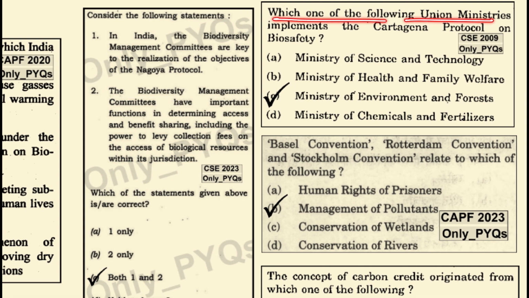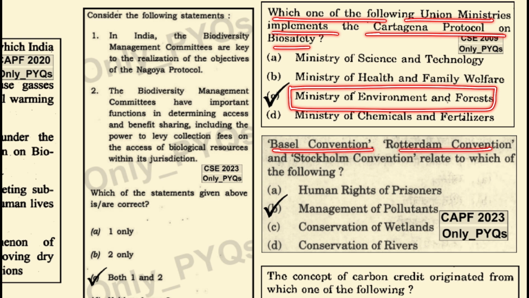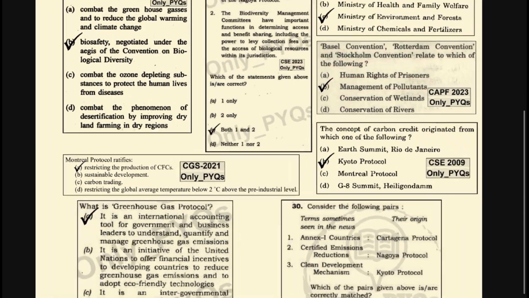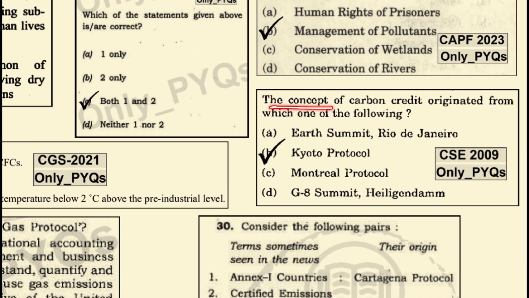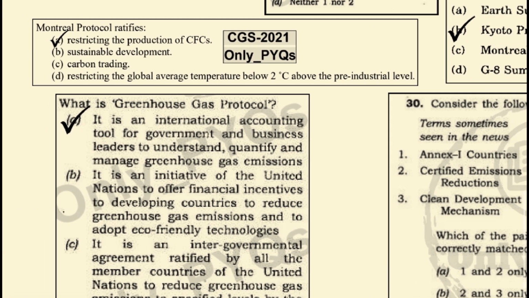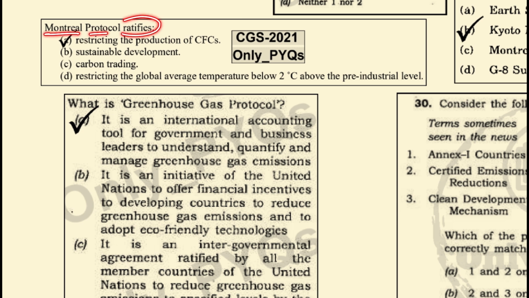Which one of the following union ministers implements the Cartagena Protocol on Biosafety? It is the Ministry of Environment and Forest. Basel Convention, Rotterdam Convention, Stockholm Convention relates to which of the following? It's the management of the pollutants. The concept of carbon credit originated from which of the following? It is from the KYOTO Protocol. Montreal Protocol restricts the production of chlorofluorocarbons.